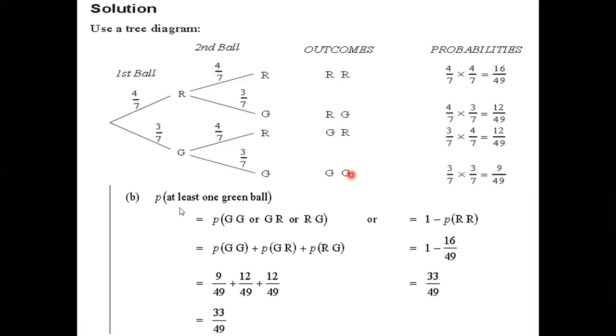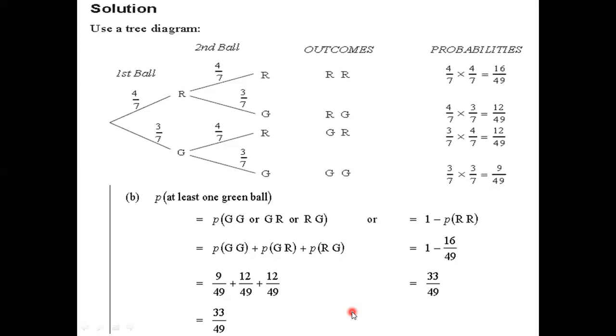So the probability that at least one green ball is selected is the probability of green, green, or green, red, or red, green. That would be the probability of green, green plus green, red plus red, green. Now you just need to look at the results that we have calculated at the end of our diagram and bring them all to replace these, and then you have 33 over 49. So that makes a very easy calculation.